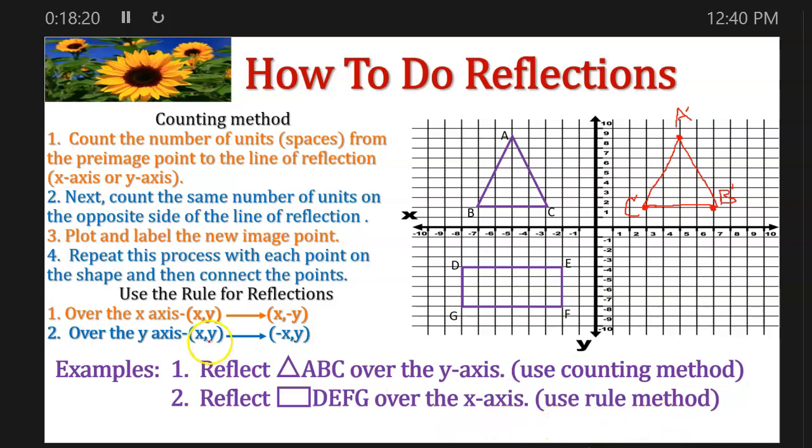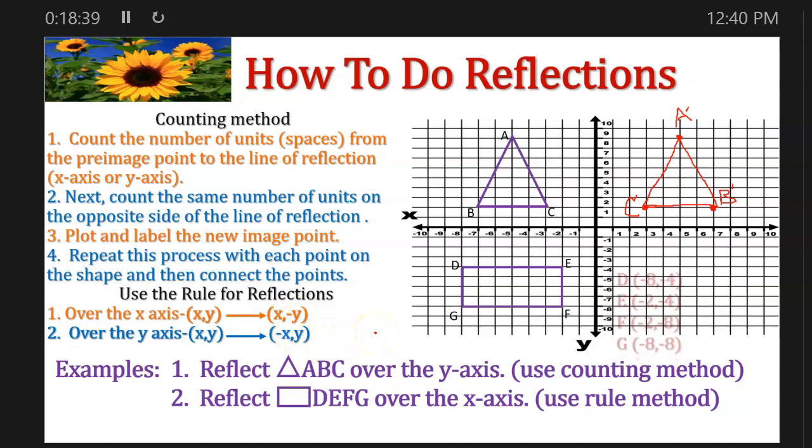the rule method. So we're going to use one of these rules, and since we're reflecting over the x-axis, we're going to use the one in orange here because that is over the x-axis. So remember, for every xy point on our shape, the x is going to stay the same, but the y is going to change to its opposite sign.